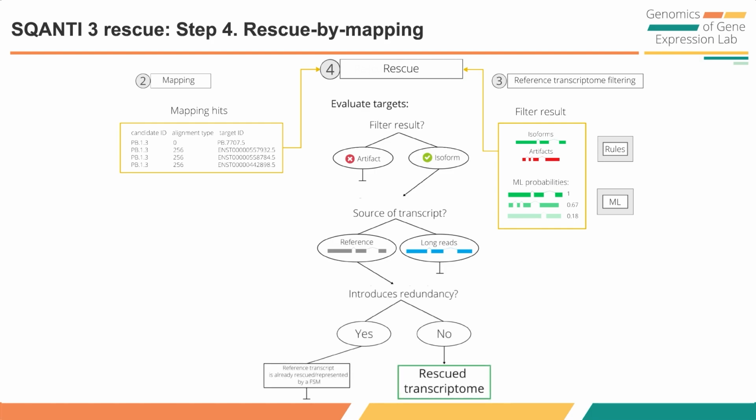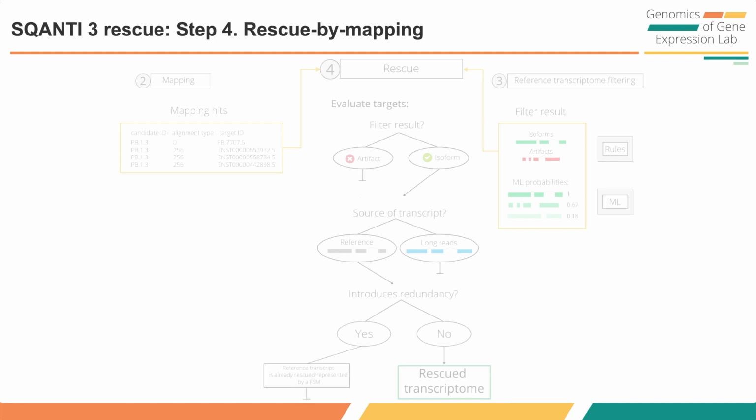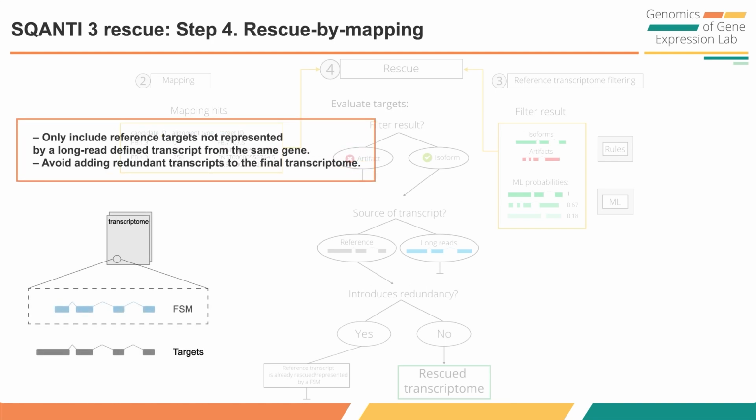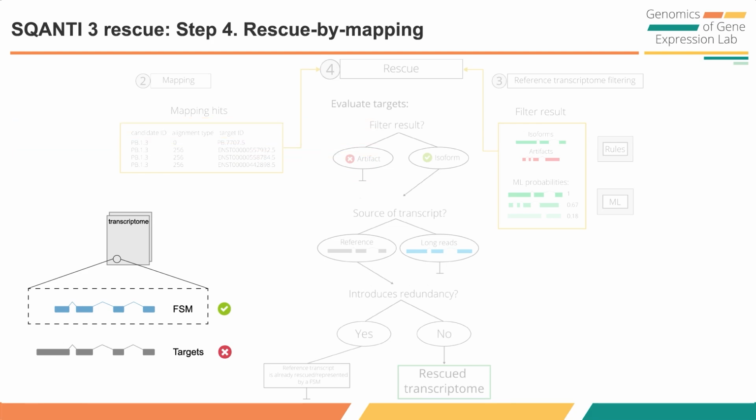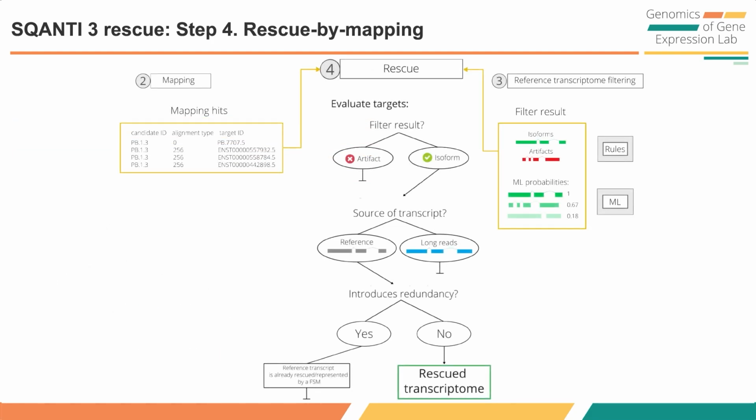During the rescue, it's possible that some of the reference transcripts we want to include in our transcriptome are already represented by a full splice match from the same gene or have already been retrieved during the automatic rescue. In this case, reference target transcripts that are already represented by a long-read defined isoform should not be included in the transcriptome to avoid adding redundant transcripts. Essentially, this means that the artifact's best matching transcript is already represented by an isoform in the transcriptome. After applying this final filter to the list of rescue targets, SQANTI3 rescue outputs a list of rescued reference transcripts, which are then added to the long-read transcriptome GTF.